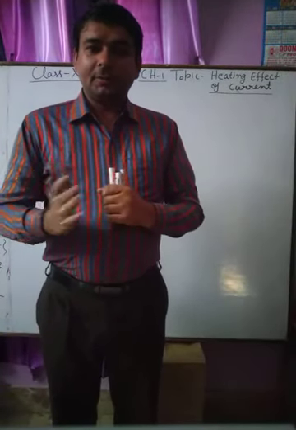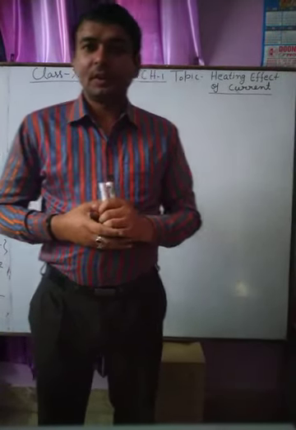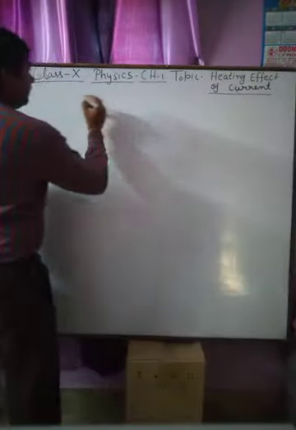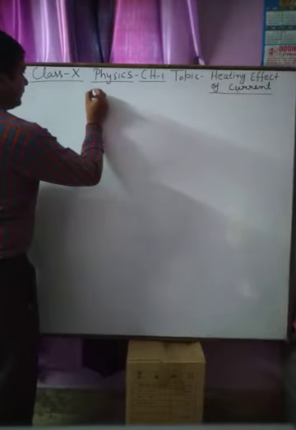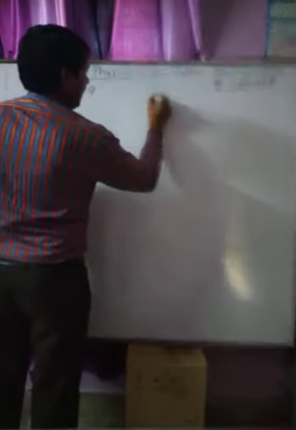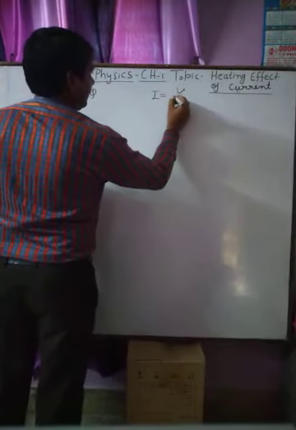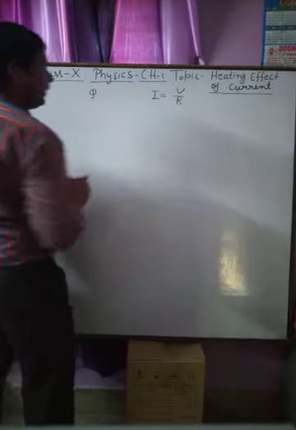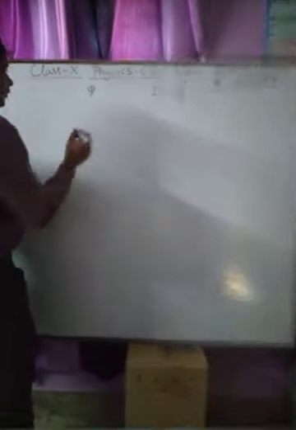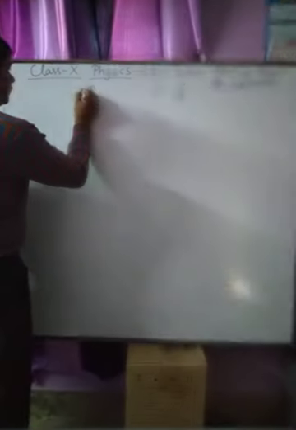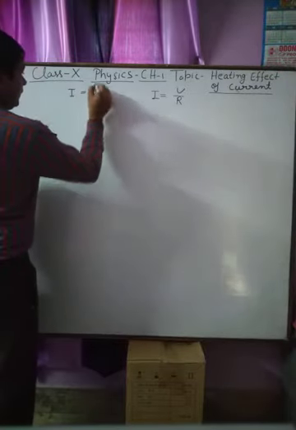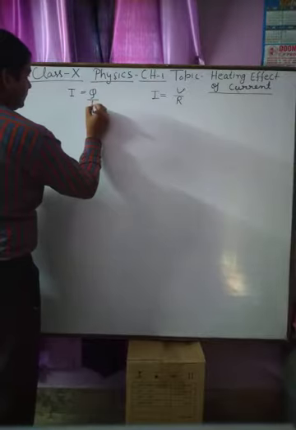Student, we learned in the previous class that current is given by I is equal to V upon R, and we also know the current is also equal to Q upon T.